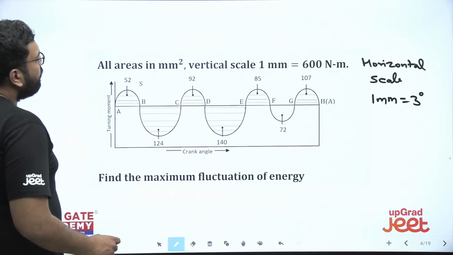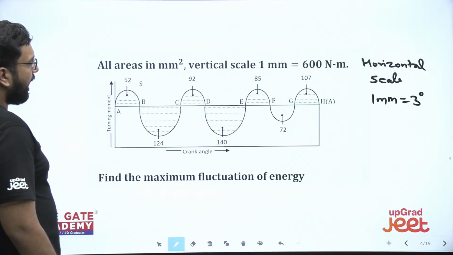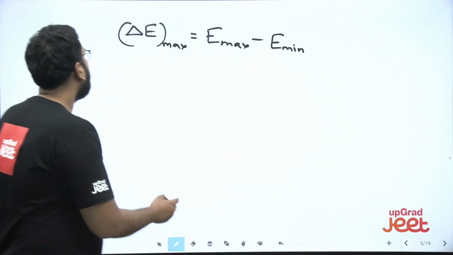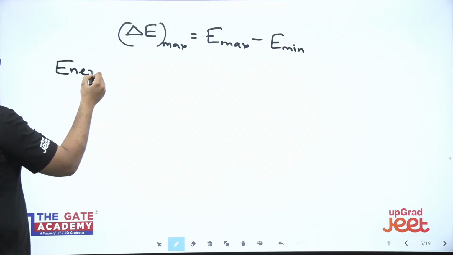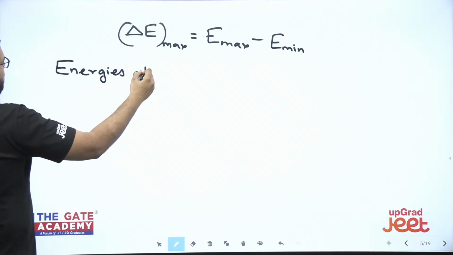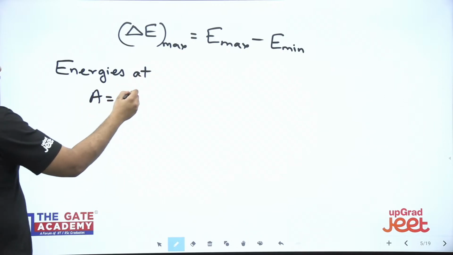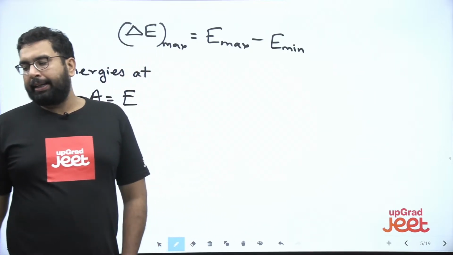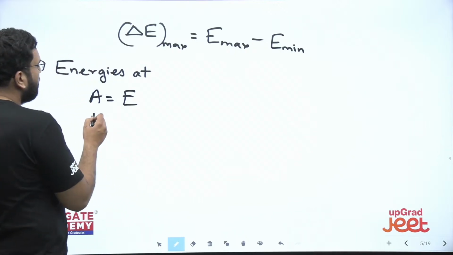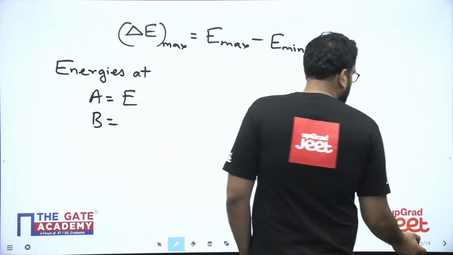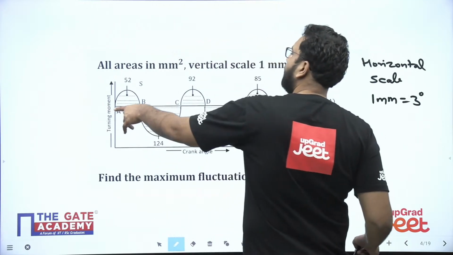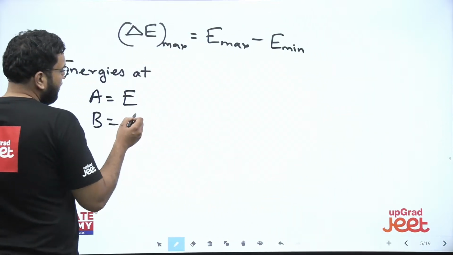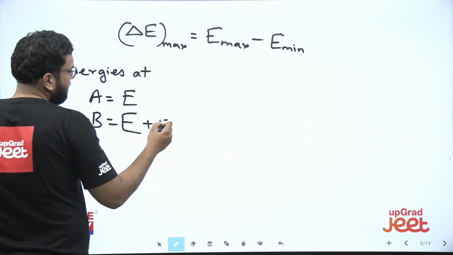Now we'll have to start writing the energies. So, the energy at A: let's suppose the energy at point A is E. We have considered a value, that is E. So what is the energy at B? Energy at B is, you see that the area is above the T mean line, so we can say that it is E plus 52.